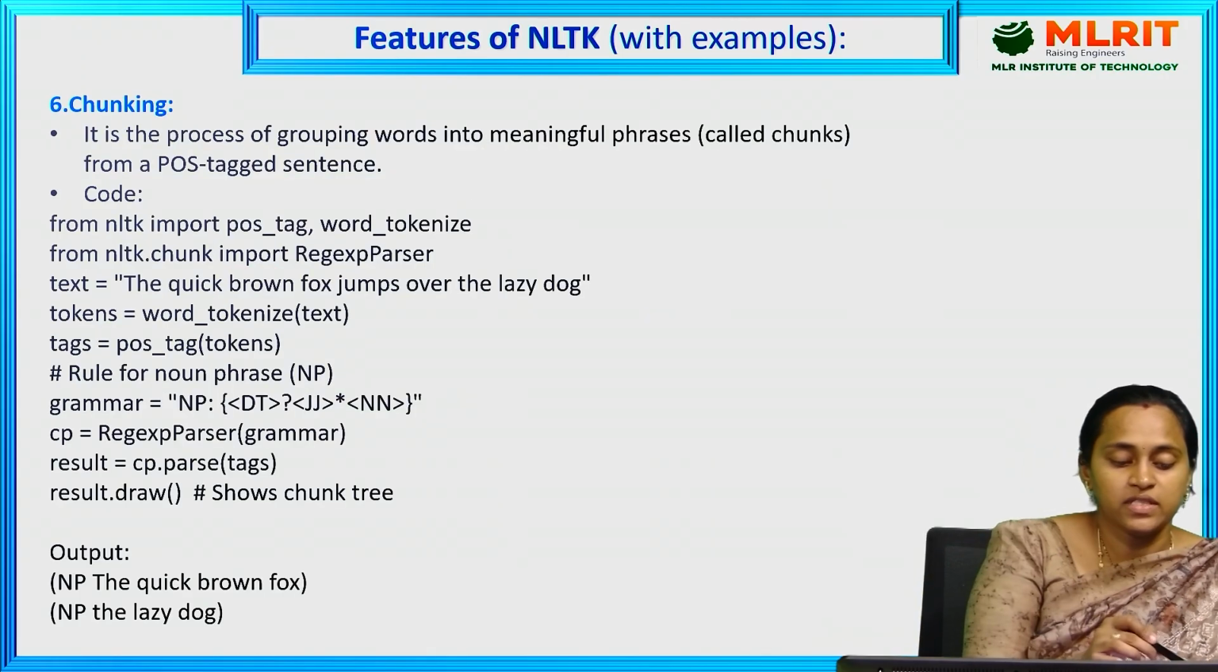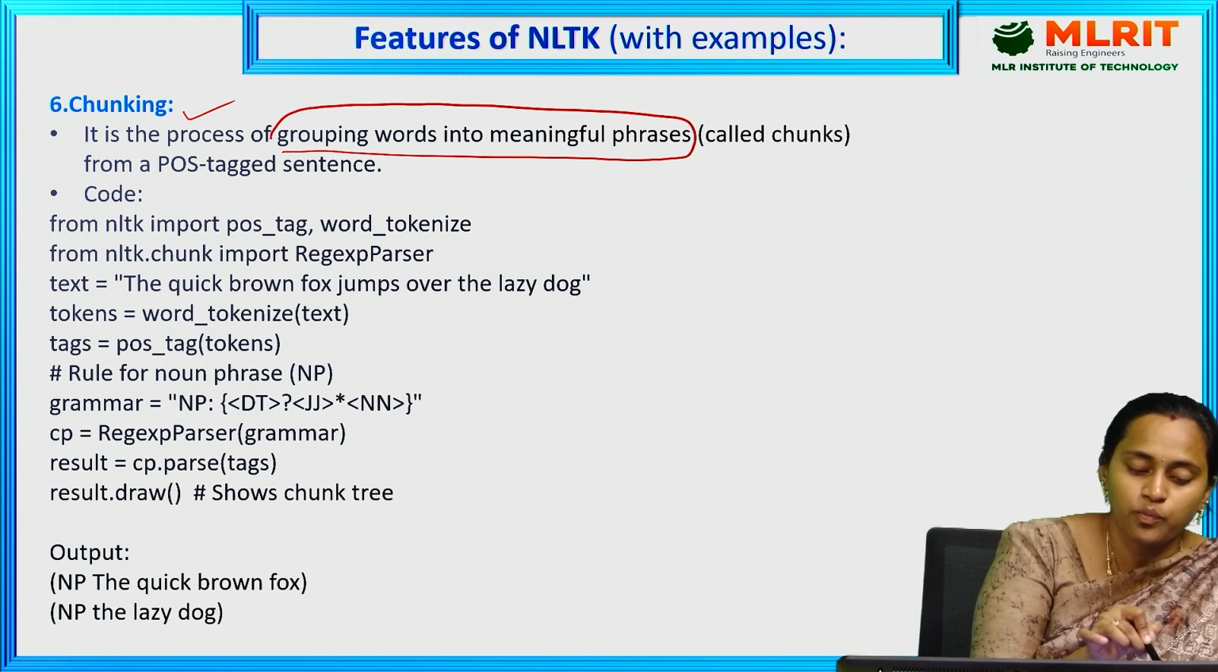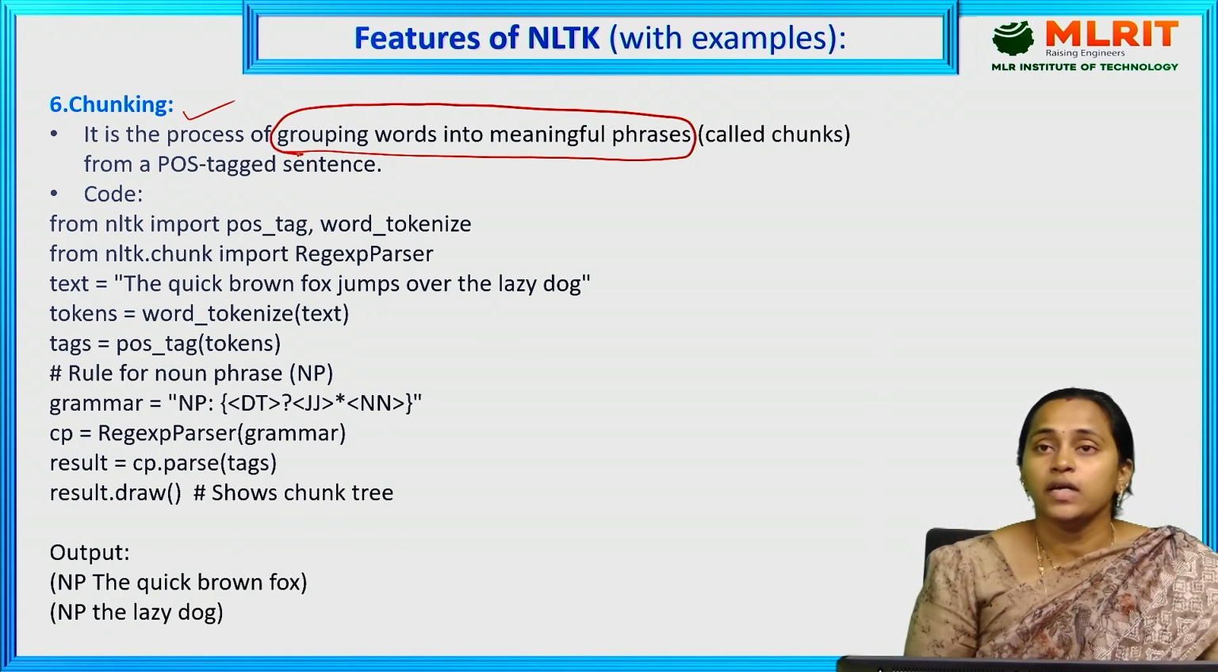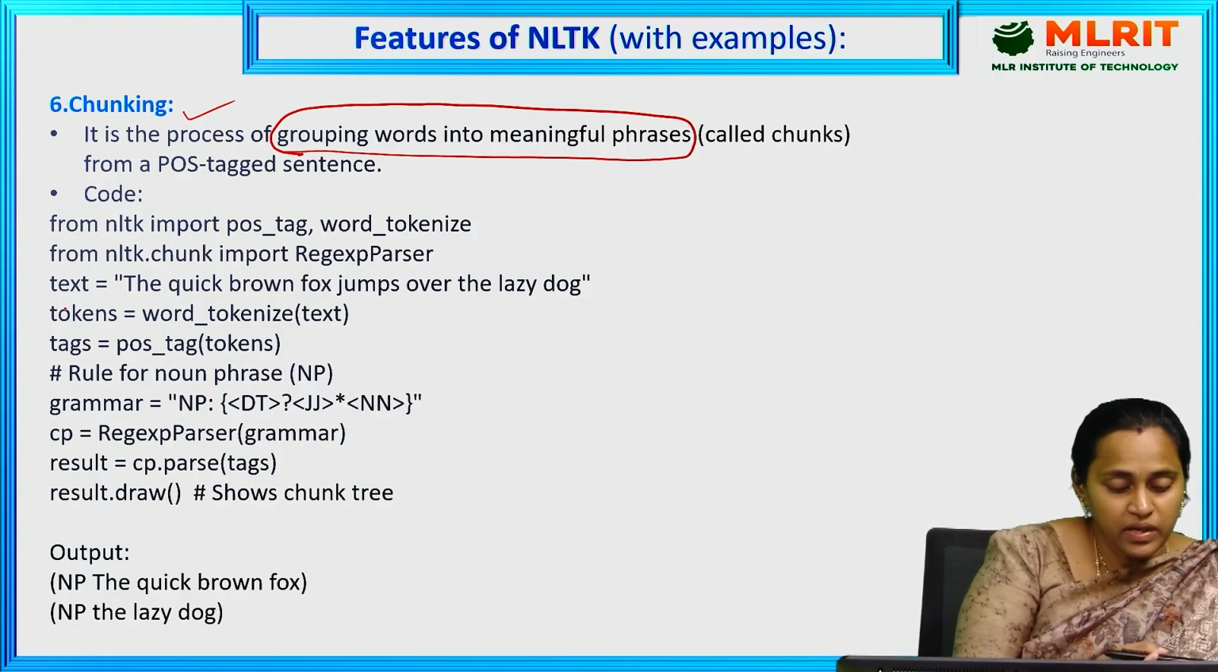Let's see the sixth one, chunking. It is a process of grouping words into meaningful phrases. It is a small group of information. It contains meaningful information called chunks. Let's see the example here.